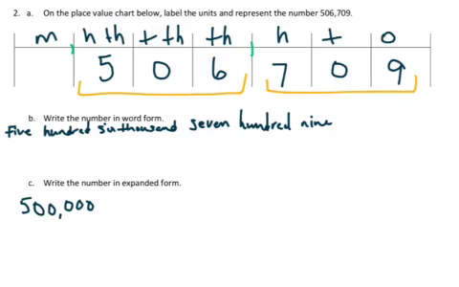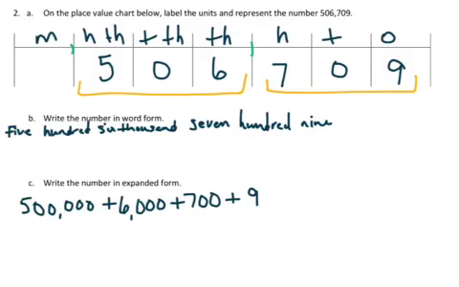500,000. We have no 10,000, so I'm not going to write my 0, plus 6,000, plus 700. I have no 10s, so I could add a 0 for the 10s, but I'm just going to skip it and go right to the 1s, which is 9. So the number in expanded form is 500,000 plus 6,000 plus 700 plus 9.